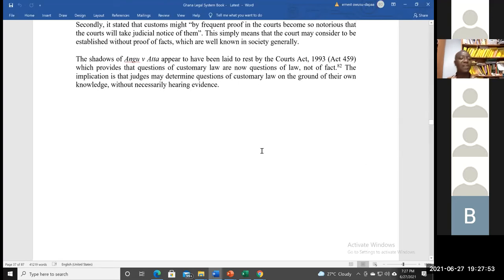So this will bring us to the end of the discussion of sources of law. And I would like to pause and take questions if there are any.